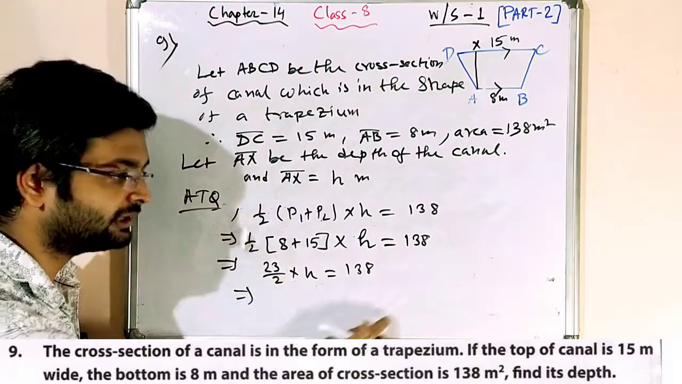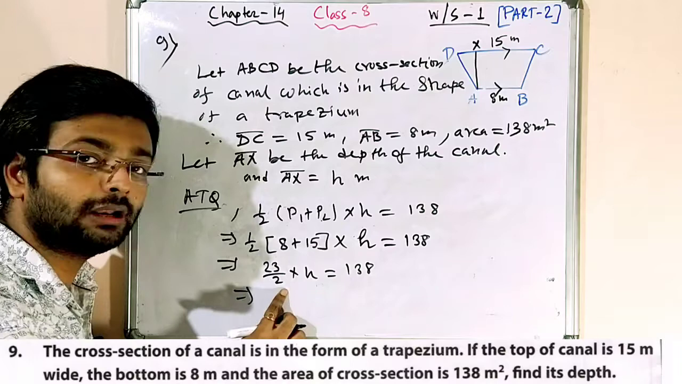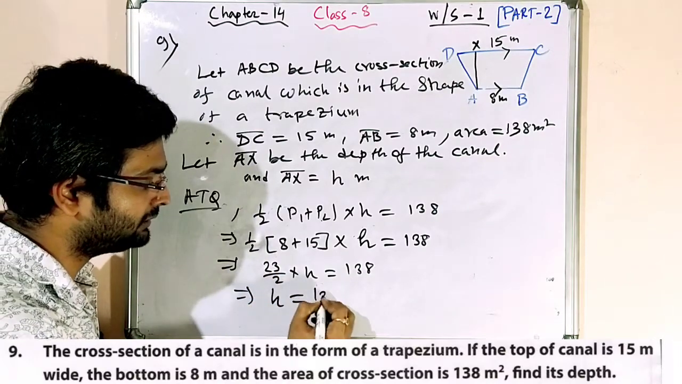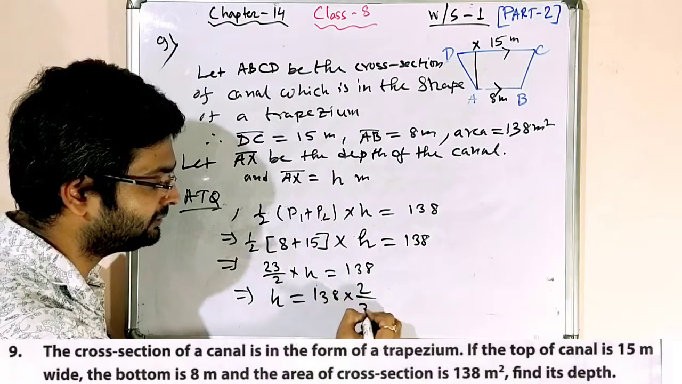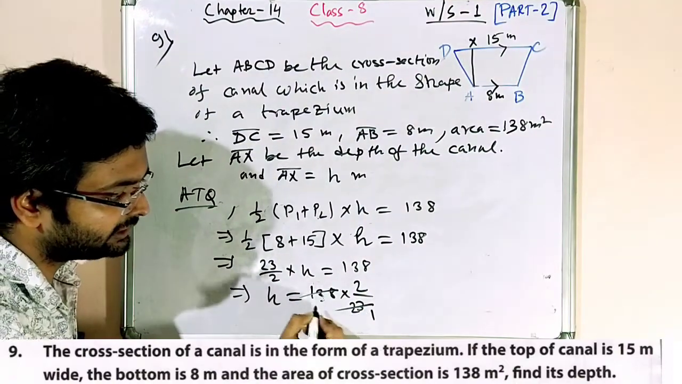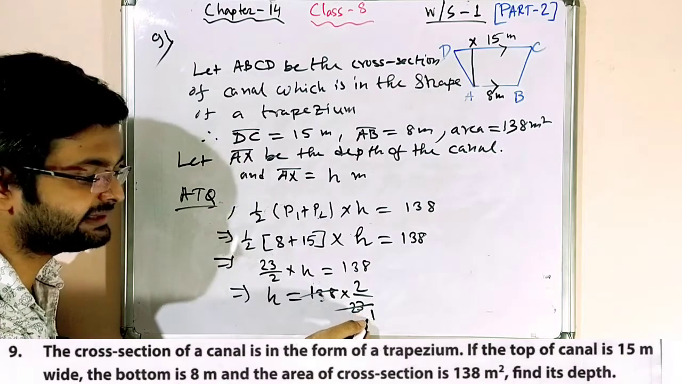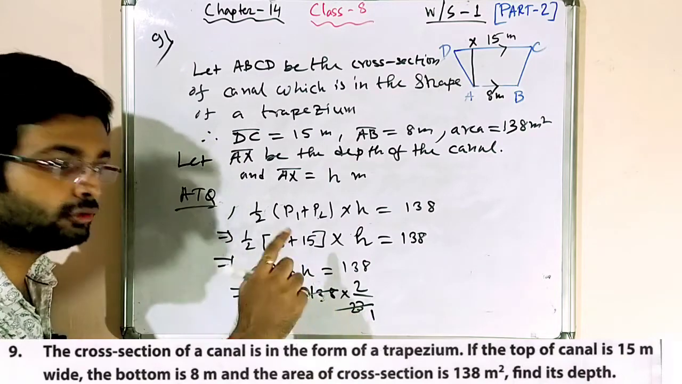This is a rational number. If you transpose to this side, the reciprocal number I have to write, no? So here I am going to write h equals 138 into 2 by 23. 23 is a prime number, so I have to cut by this number. 3 sixes are 18, so 8 is coming at the last.